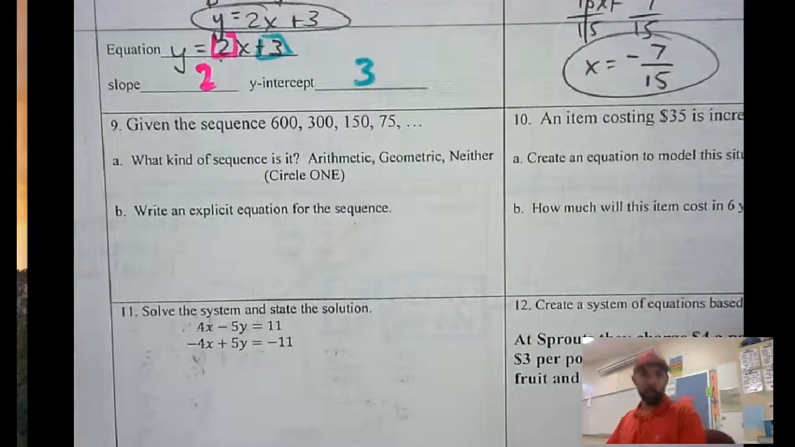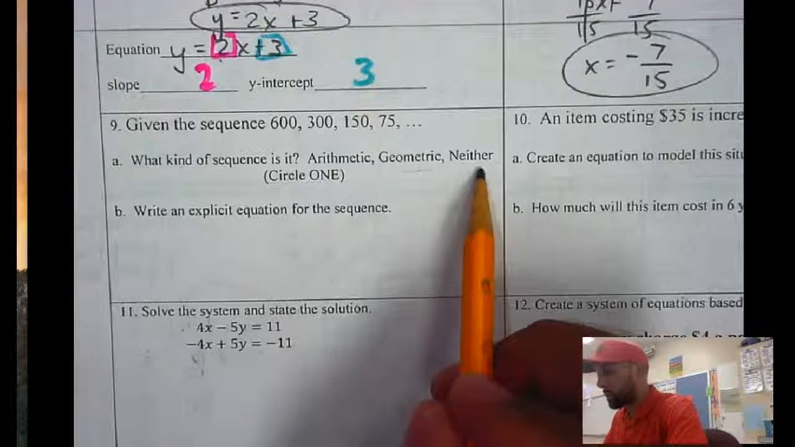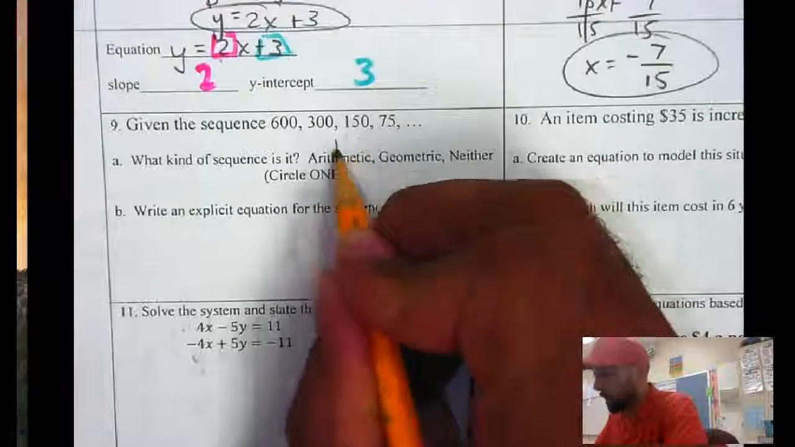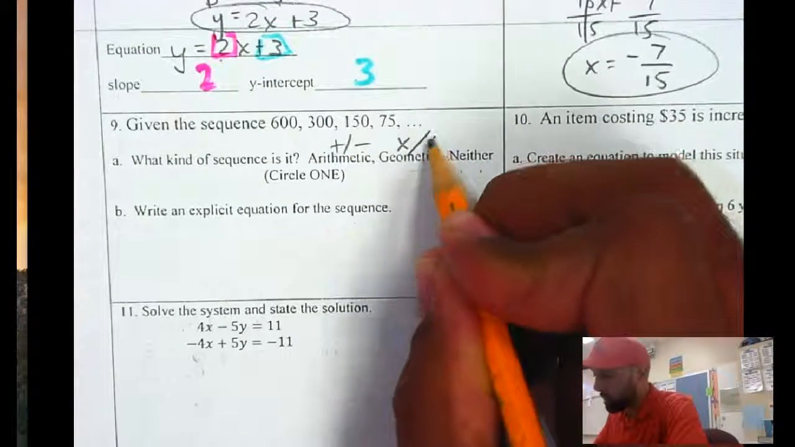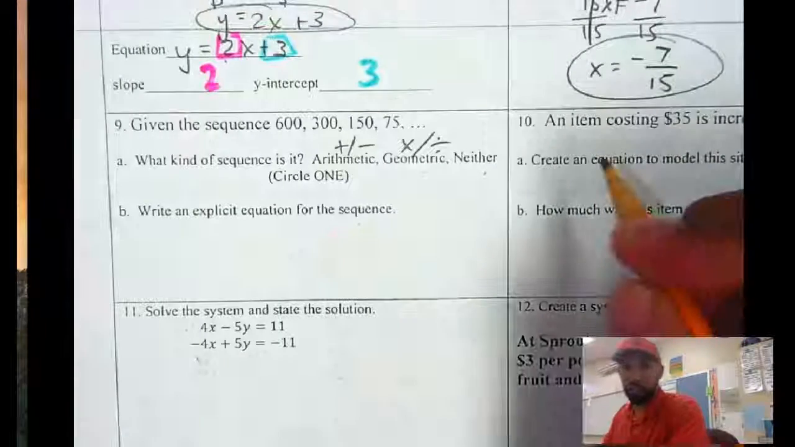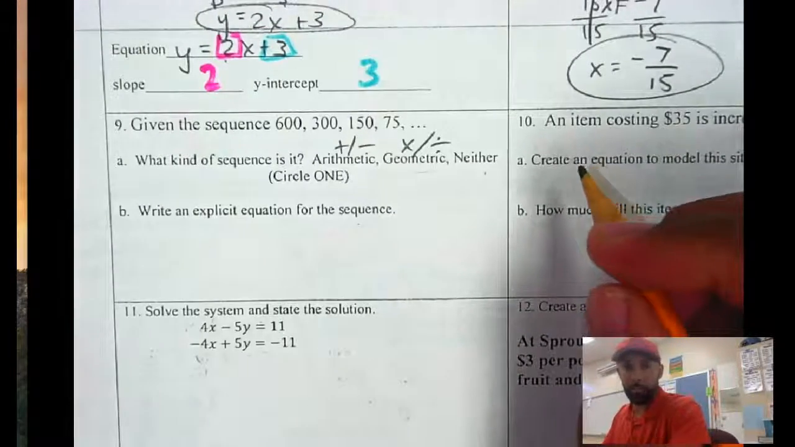Okay. Now, given this sequence, what kind of sequence is it? So now we're getting into a little review of the past: arithmetic, geometric, and neither. Remember, arithmetic is if we're adding and subtracting. Geometric is if we're multiplying or dividing. And then neither is basically something that's not constant. Okay.